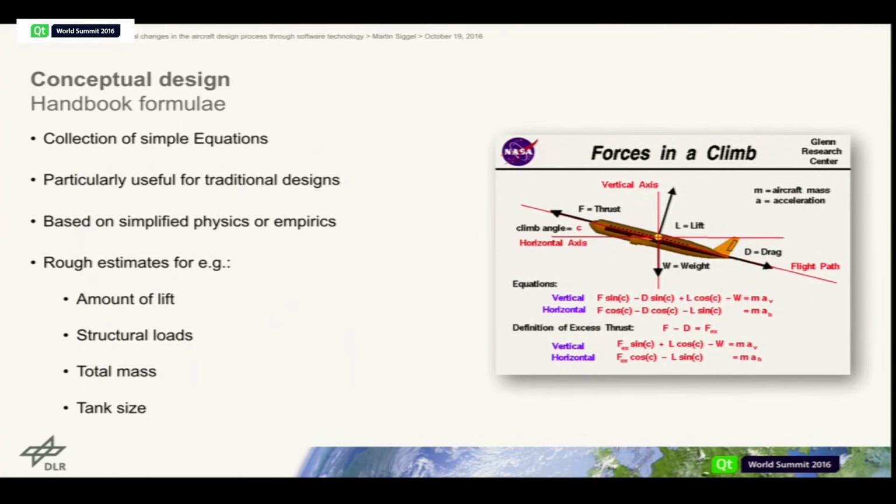But it's not only that, you also have to do some computations. Traditionally you have collections and books of simple equations which are particularly useful for traditional designs, and which are based on simplified physics or empirics, just measured and fitted data, and they give you rough estimates of the amount of lift. For example, you get the forces on the wings, the structural loads, the total mass, or tank sizes. But as you can guess, these are really simplified things, so you have large errors and you cannot really squeeze everything out of them.